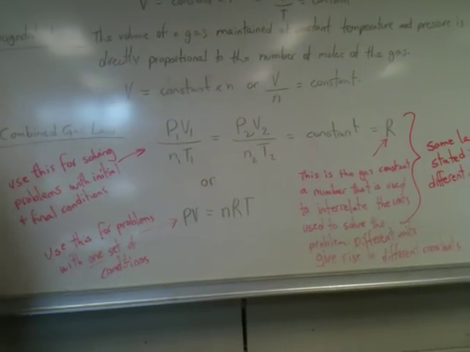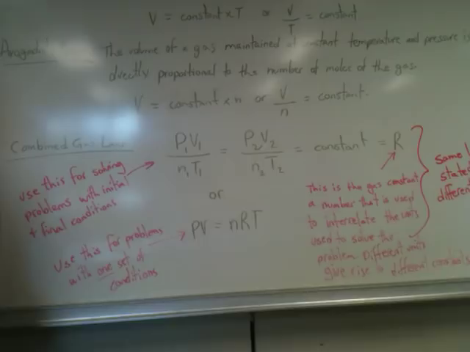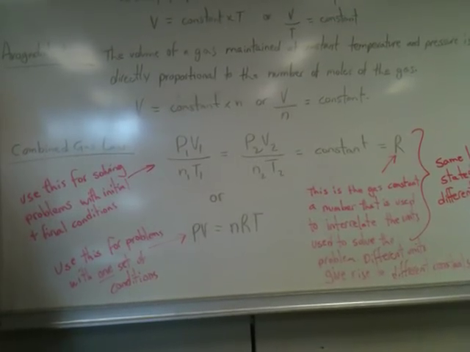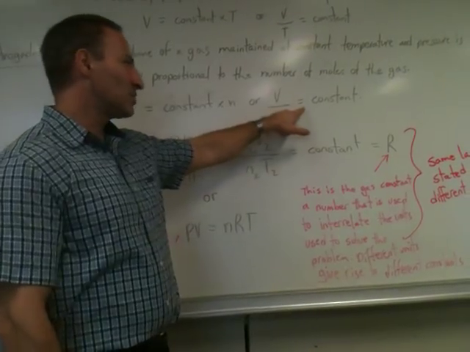Finally, Avogadro's law: the volume of a gas maintained at constant temperature and pressure is directly proportional to the number of moles of the gas. So the volume of gas divided by the moles of the gas is also equal to a constant.